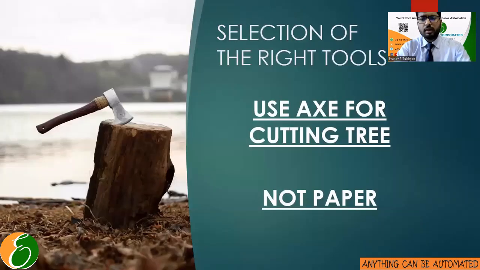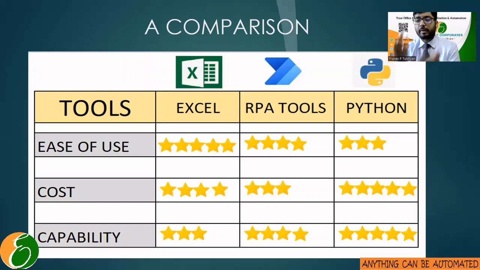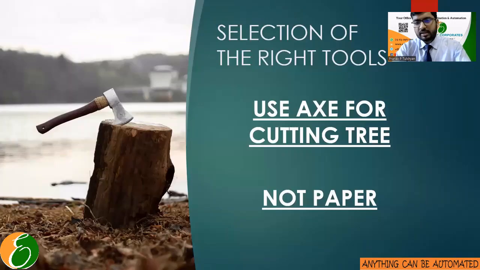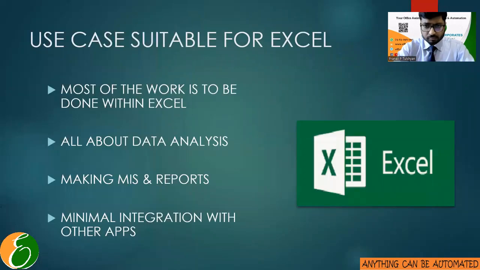And moving forward, selection of the right tool is very important, like using an axe for cutting a tree, not a paper. So it depends on what task you have. I would not say, okay, Python is the best tool, go for Python, leave Excel, because there are many such small tasks for which Python is not required at all. So it's very important to select the right tool: select the axe for cutting a tree and not a paper.